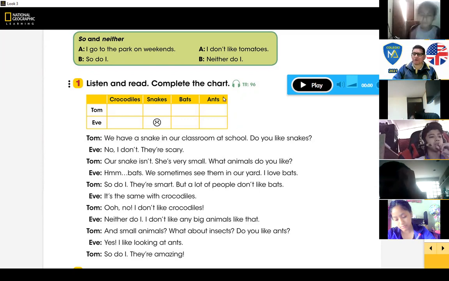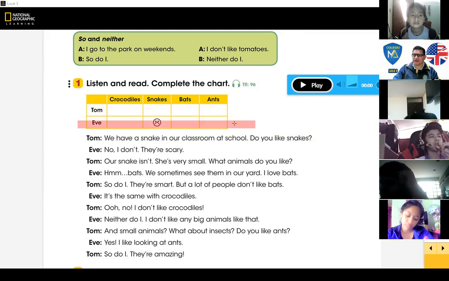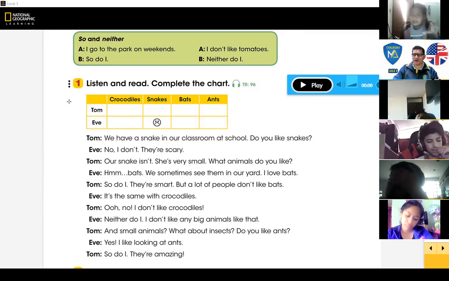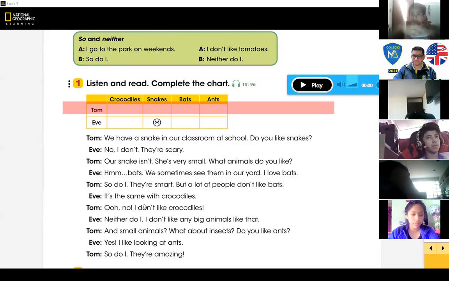Okay. Now, you tell me, please, students, about the snakes. For example, Eve says that she doesn't like snakes. What about Tom? Does Tom like snakes? Yes or no? Well, I'm going to activate the microphone. This is going to be open microphone, please, and tell me the answer. What do you think? Okay, Tom doesn't like snakes.